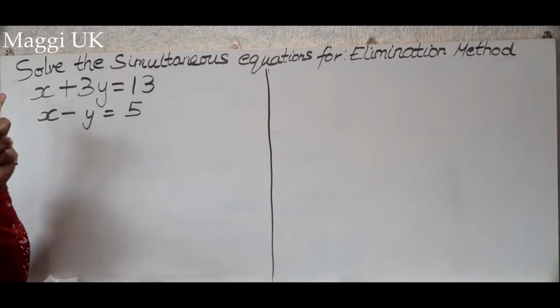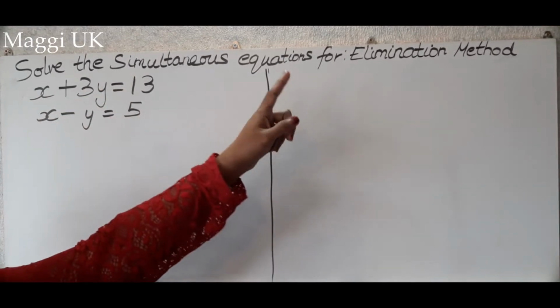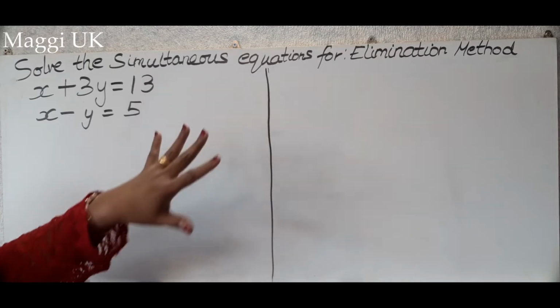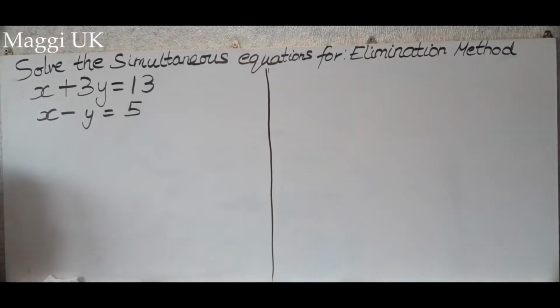Okay, so we are going to solve simultaneous equations using the elimination method. In simultaneous equations, we have elimination, substitution and graphical. Elimination covers addition, subtraction and division. So today we are going to do only the elimination method. Next time I will show you the substitution and graphical methods.